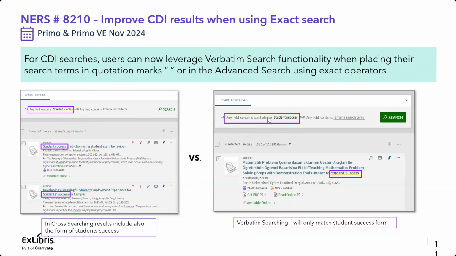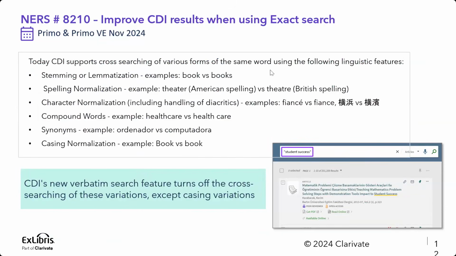Now, when the user uses the exact phrase or quotation marks, we expect that with this enhancement, CDI will only retrieve documents that match this phrase, without any of the various forms. So this was an example of what a verbatim search is, searching for the same thing the user searched for, reducing those linguistic features. Here we elaborate on what linguistic features CDI uses when you are using cross-searching.